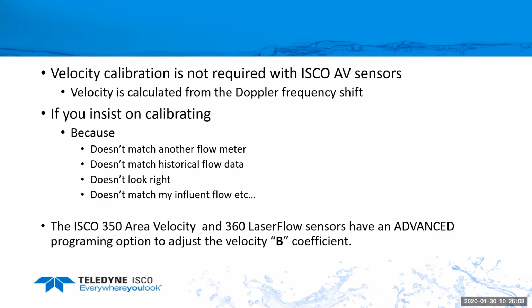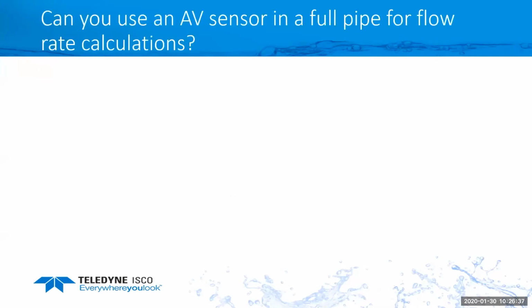There are some options. With the ISCO Signature 350 area velocity sensor and the laser flow sensor, in the advanced programming we have a velocity coefficient. It's labeled under coefficient B. If you have an offset that you want to put in there, that is where we can enter that offset. Or afterwards in the Flowlink software, we can apply a coefficient to adjust the velocity and recalculate your flow rate.